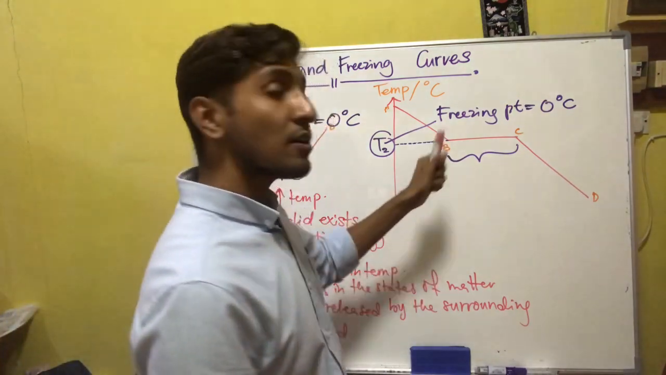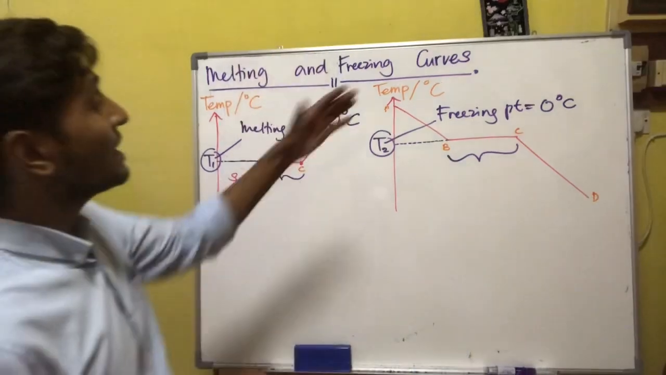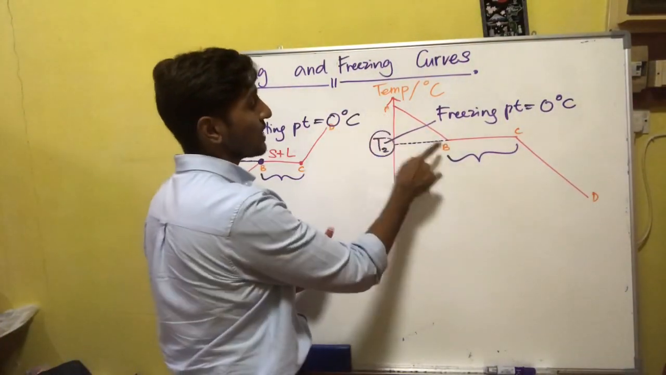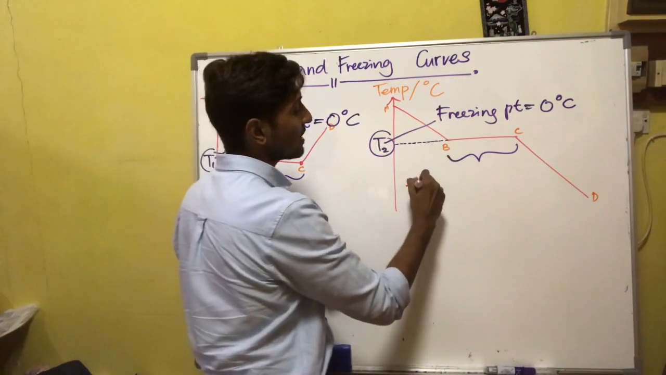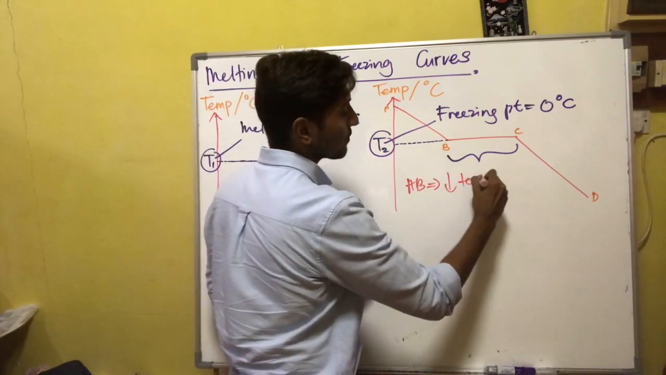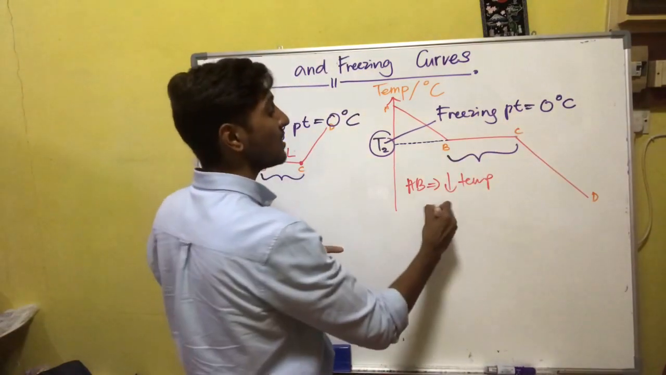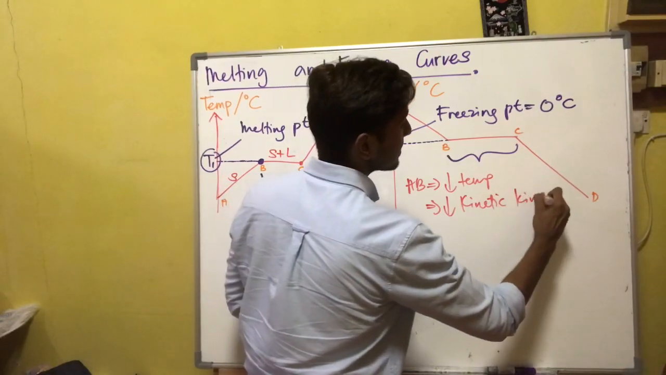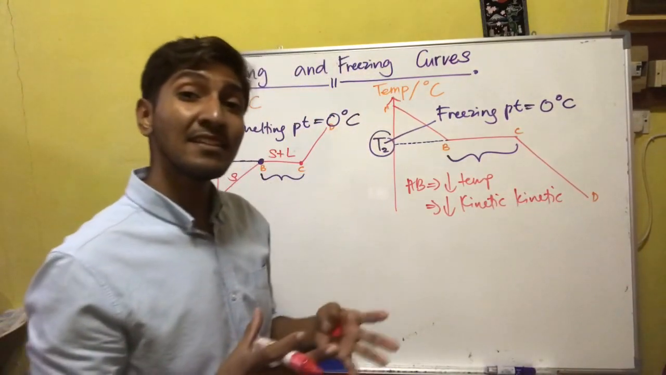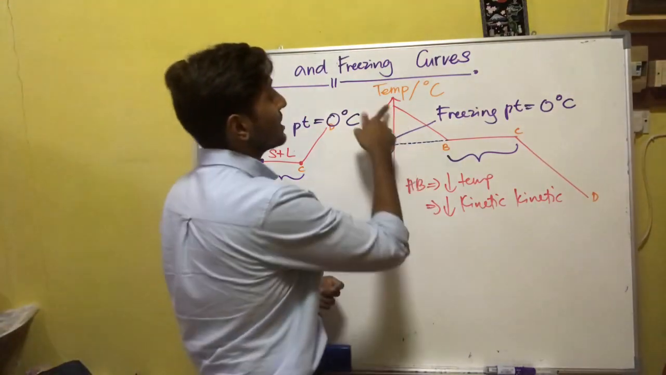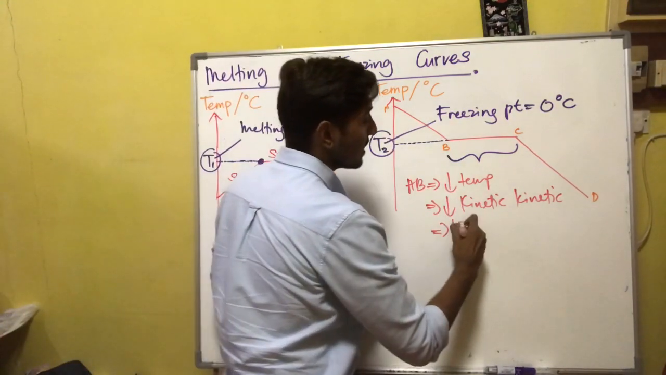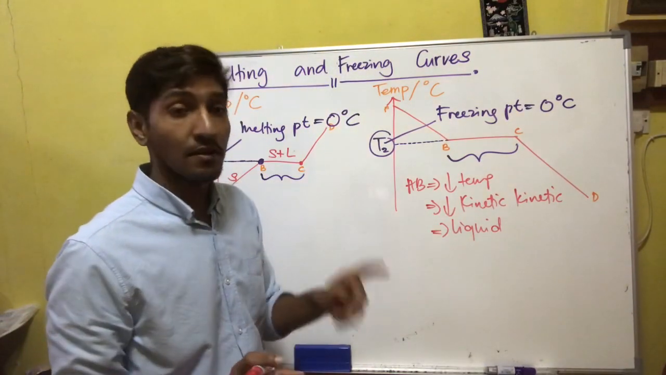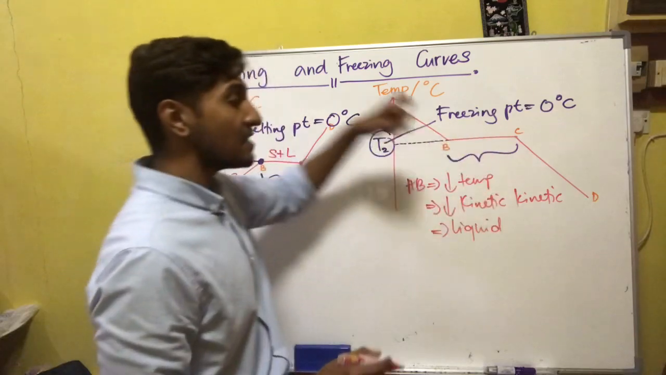Okay, now we're going to talk about freezing point. Stay tuned. Now, freezing point or freezing curve. In the freezing curve, there's also A to B. As we can see, from A to B, there is a drop in temperature. Of course, a drop in temperature means a drop in kinetic energy. And with a drop in kinetic energy, does the state of matter differ? No. So in A to B, it is still in liquid form, so it wouldn't change.